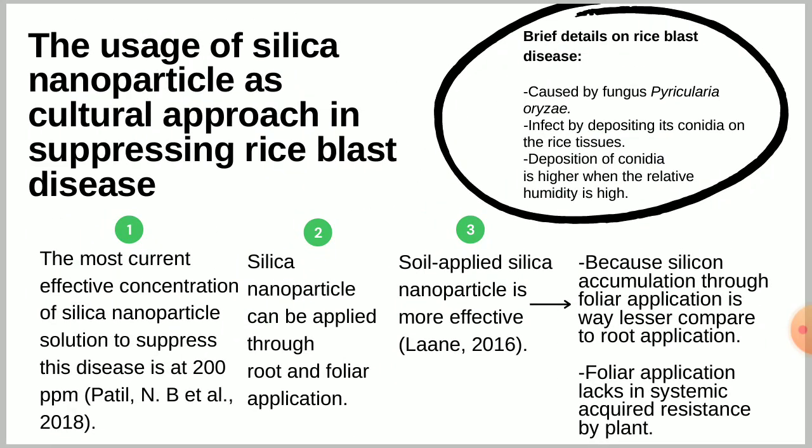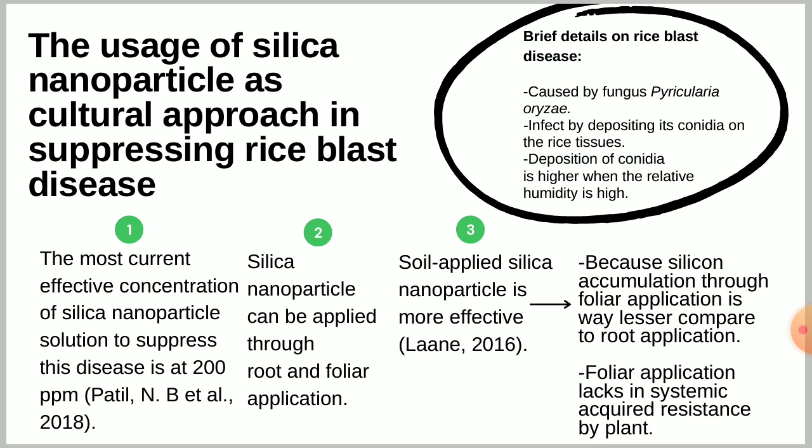Moving on is the usage of silica nanoparticle as a cultural approach in suppressing rice blast disease. As a cultural approach, the most current effective concentration of silica nanoparticle solution to suppress this disease is at 200 ppm.